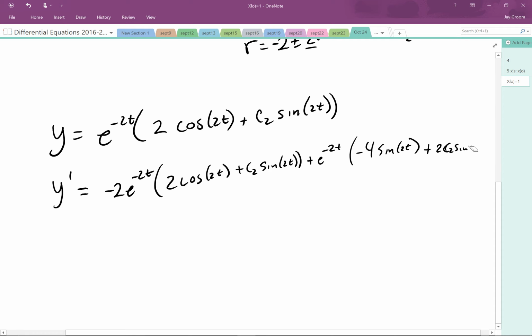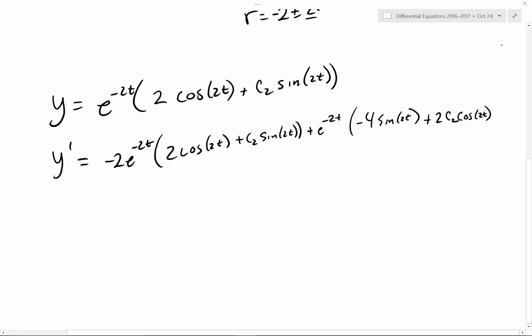Sine, cosine, goodness. 2c2 cosine 2t. There we go. Okay. All right. Now, for the sake of argument, I'm going to leave the e to the 2t off for right now, if that's okay with you.